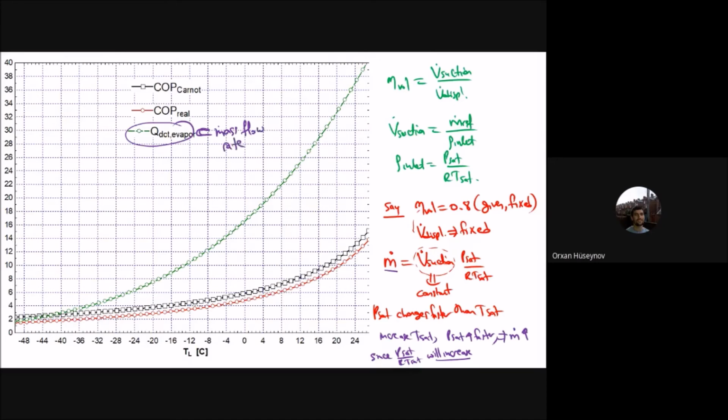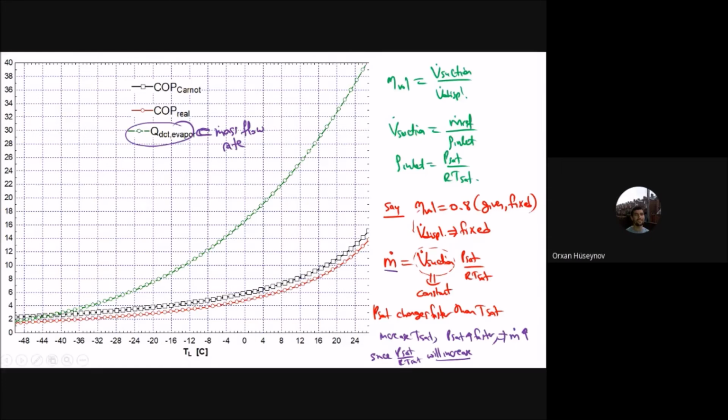It is proportional to the mass flow rate of the refrigerant. Therefore, if I increase the saturation temperature, the mass flow rate increases, and as a result, the evaporation part of the heat transfer increases. This is the cooling capacity that we have, and it increases very fast, because P saturation increases faster than the T saturation temperature here. Similarly, the Carnot efficiency and the real efficiency also increase.